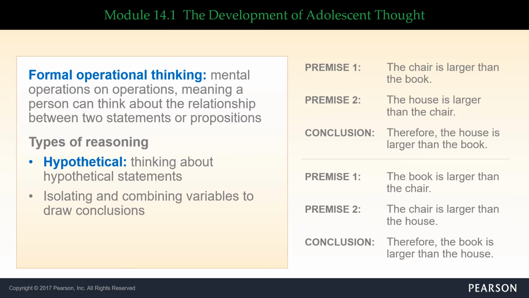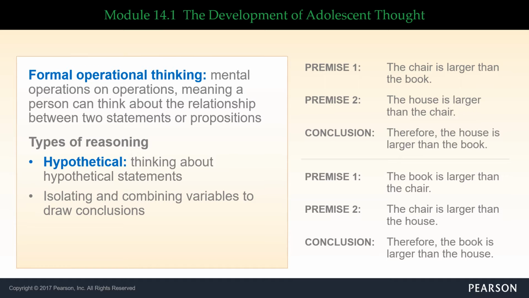So first we're going to talk about Piaget's cognitive theory and formal operational thinking, which is his last stage of cognitive development. And this is mental operations on operations, meaning a person can think about the relationship between two statements or propositions. So they can think about thinking. We'll talk a bit more about that in a minute. And so different types of reasoning are hypothetical, thinking about hypothetical statements. And then another type is isolating and combining variables to draw conclusions.